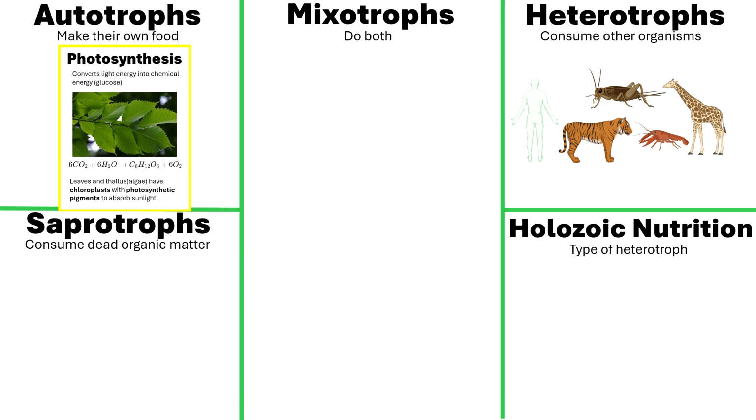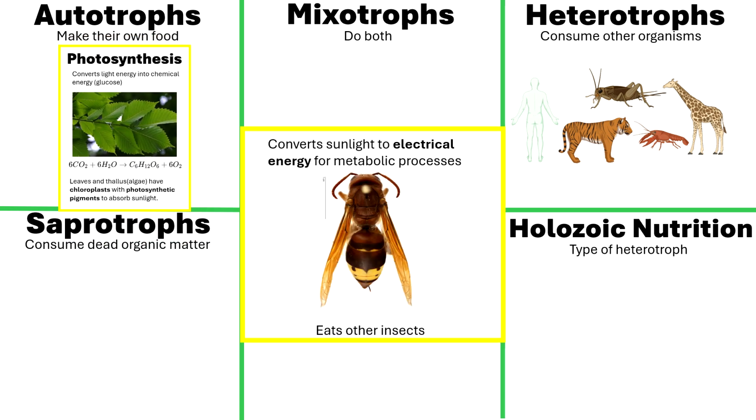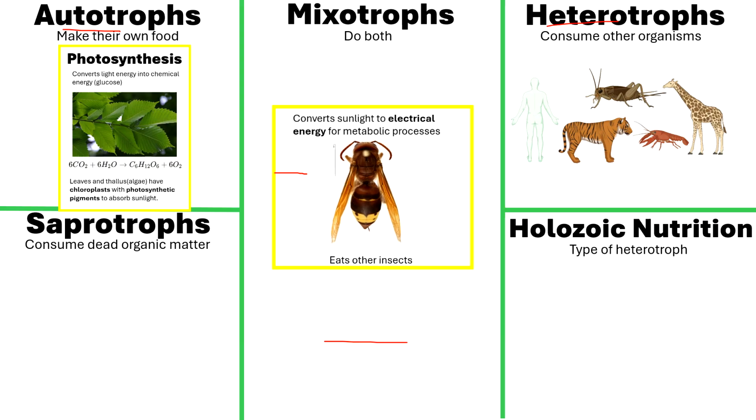Now, let's have a look at an example of a mixotroph. It does convert sunlight to electrical energy for its metabolism, but it also eats other insects. So it has characteristics of both heterotrophs and autotrophs, hence making it a mixotroph.